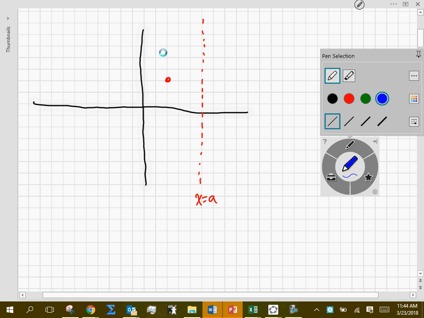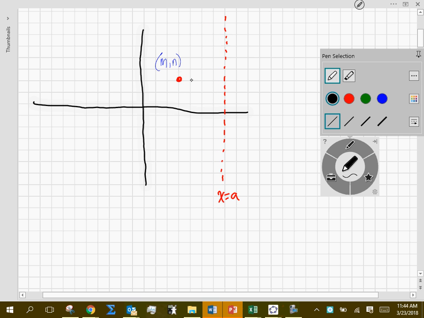Okay. Let's call that point m comma n again. M and n are just arbitrary numbers. It looks like they're 2 and 2 here, right? Or maybe if I move it right a little bit, maybe it looks like it's 3 comma 2. And I want to reflect that over this line x equals a.